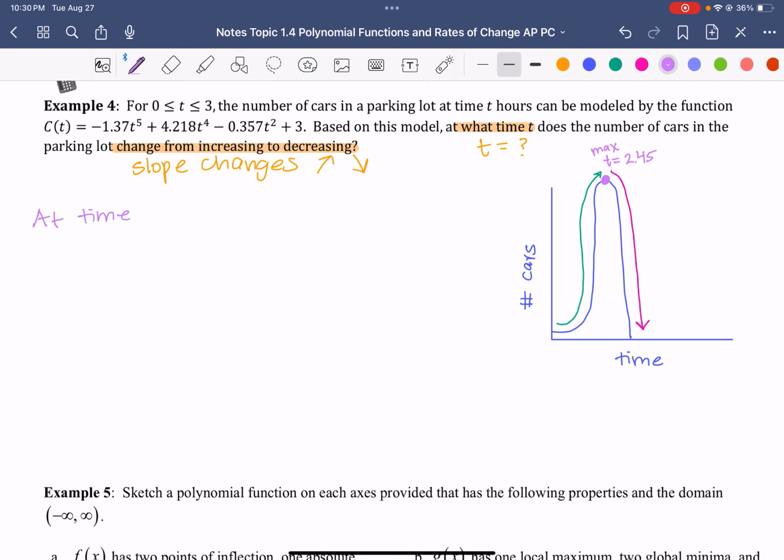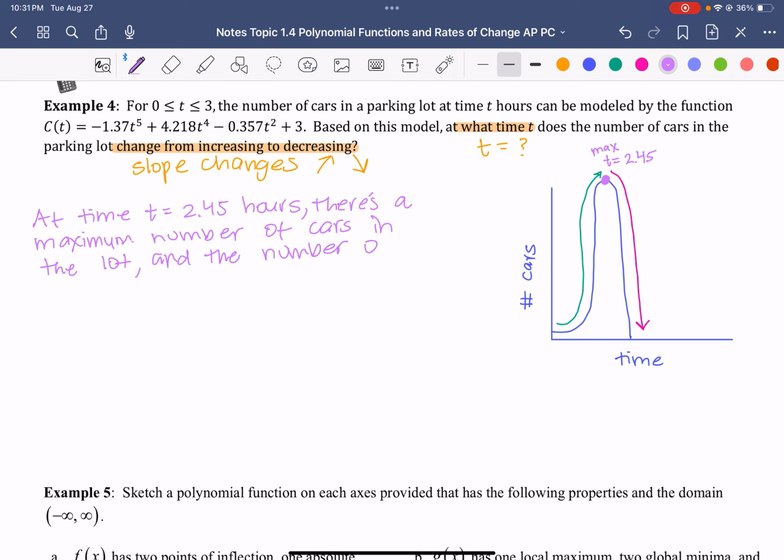At time t equals 2.45 hours, there's a maximum number of cars in the lot, comma, and the number of cars in the lot changes from increasing to decreasing.